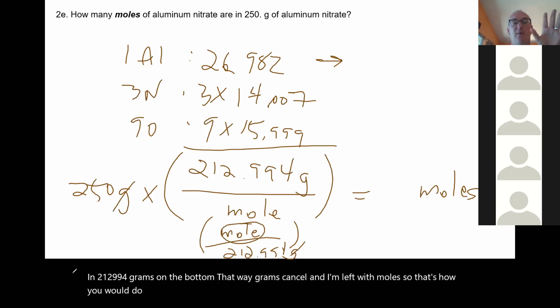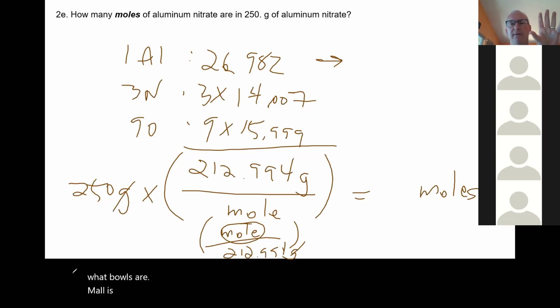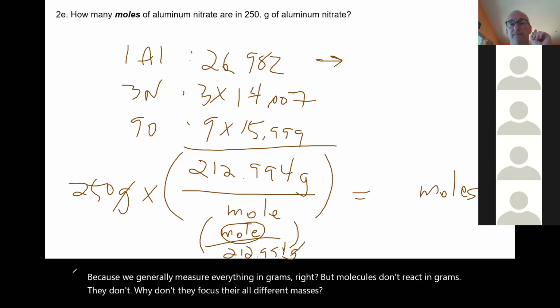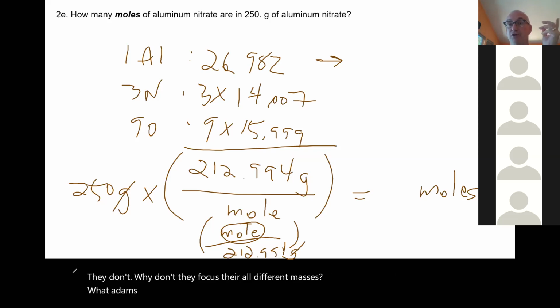So what I really want you to take away, what we're really going to learn about what moles are. A mole is just the way of calculating the amount of substance that reacts with something else. Because we generally measure everything in grams, right? But molecules don't react in grams. They don't. Why don't they? Well, because they're all different masses. What atoms and elements and compounds do is react to each other in terms of moles.